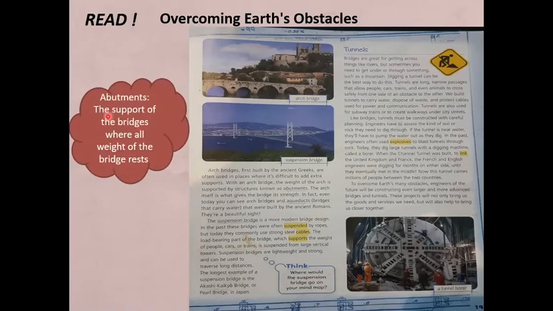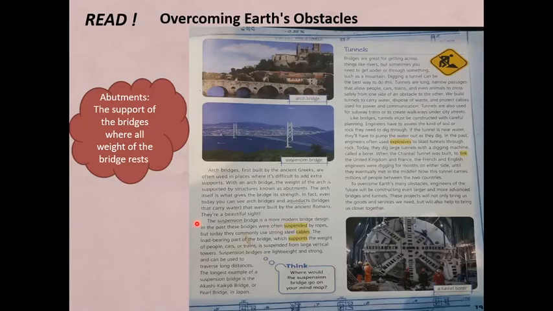Now we had abutments, right? The support of the bridges where all the weight of the bridge rests. So basically they have abutments right below this point where the weight of all the arches was supported. So they had these abutments right in the water base where the bridge would touch the ground. So these were abutments.